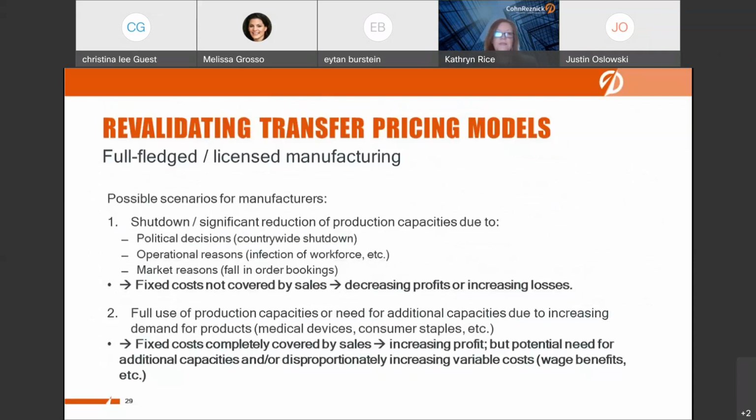And I think I'm going to leave these slides too, so that we can move to the Q&A. But it has to do with revalidating, again, the transfer pricing models, right? And some possible scenarios that have occurred for manufacturers that will affect the entire supply chain, things like political decisions and operational reasons, which is just bolstering what we've already been through on the earlier slides. Next slide, please.